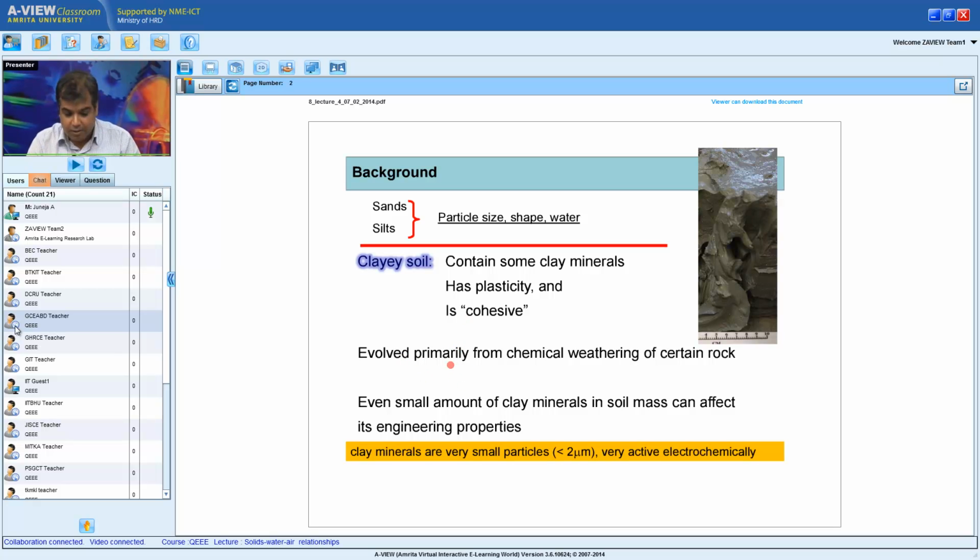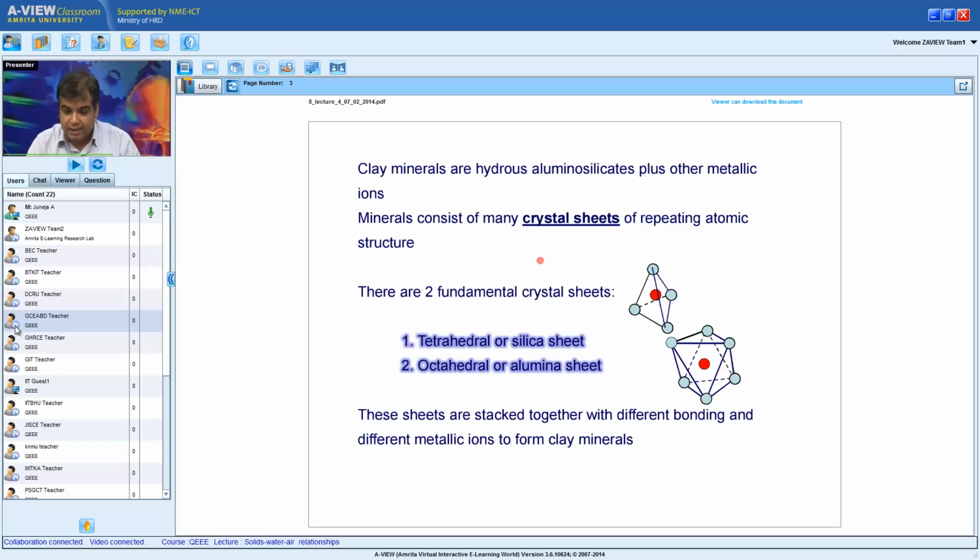Coming back to the slide, it says these are evolved primarily from chemical weathering of rock. We have done this, and even a small amount of clay, for example around 30% or so, makes a significant difference in the property of the soil. All the other particles start to float in a matrix, even if clay is 30%, and we do call it clay material, even if the clay is less than 50%. Move on to the next slide, please.